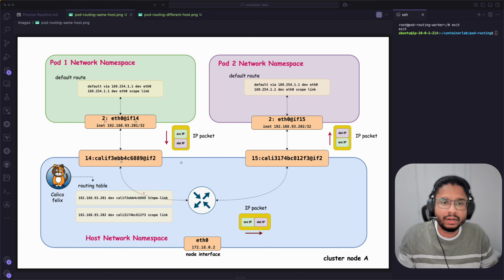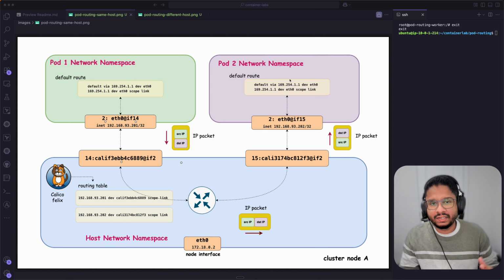And while in the host network namespace, the host is going to perform a route lookup to determine how this packet should be forwarded. Okay. So for example, here, if you look at the second pod, it has an IP address of 192.168.93.202. All right. So the destination IP would be 202. And as the host does a route lookup to determine where that packet should be forwarded, the route table is going to reveal that the packet should be sent to this particular Kali interface, which is one end of the veth pair for this particular pod.